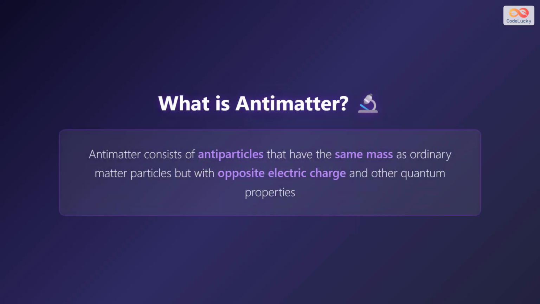So what exactly is antimatter? Antimatter consists of antiparticles that mirror ordinary matter particles in almost every way. These antiparticles have the same mass as their regular matter counterparts, but here's the key difference. They possess opposite electric charge and other reversed quantum properties. Think of antimatter as the twin of ordinary matter, but with certain fundamental properties flipped to the opposite sign.